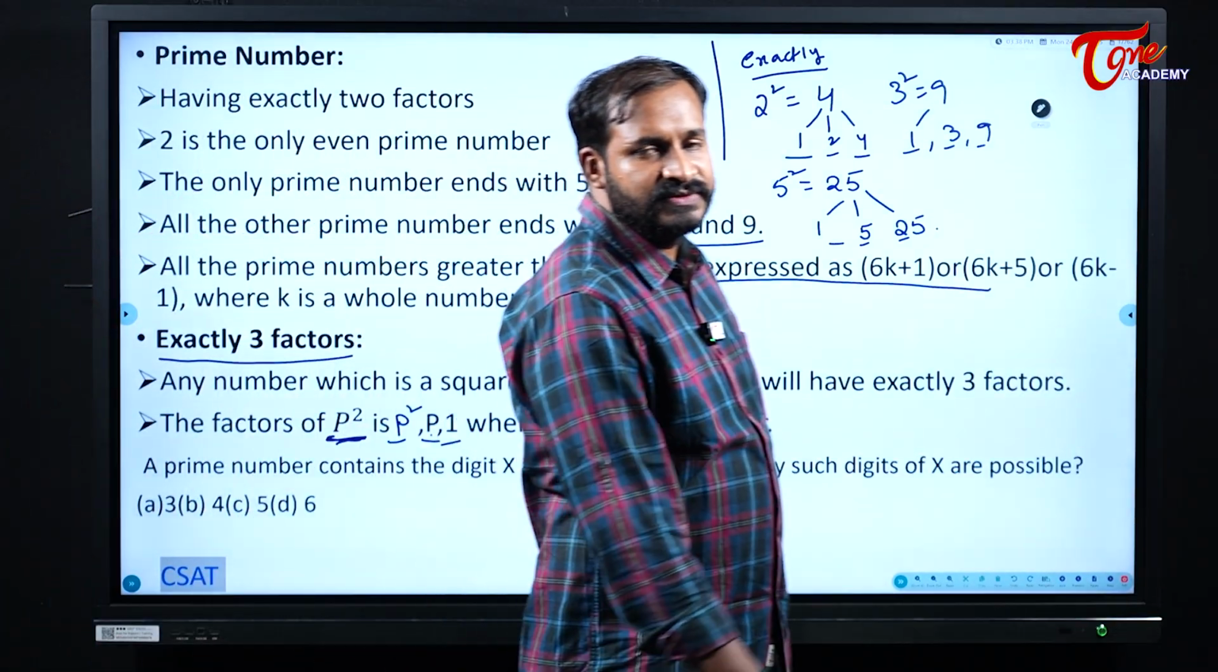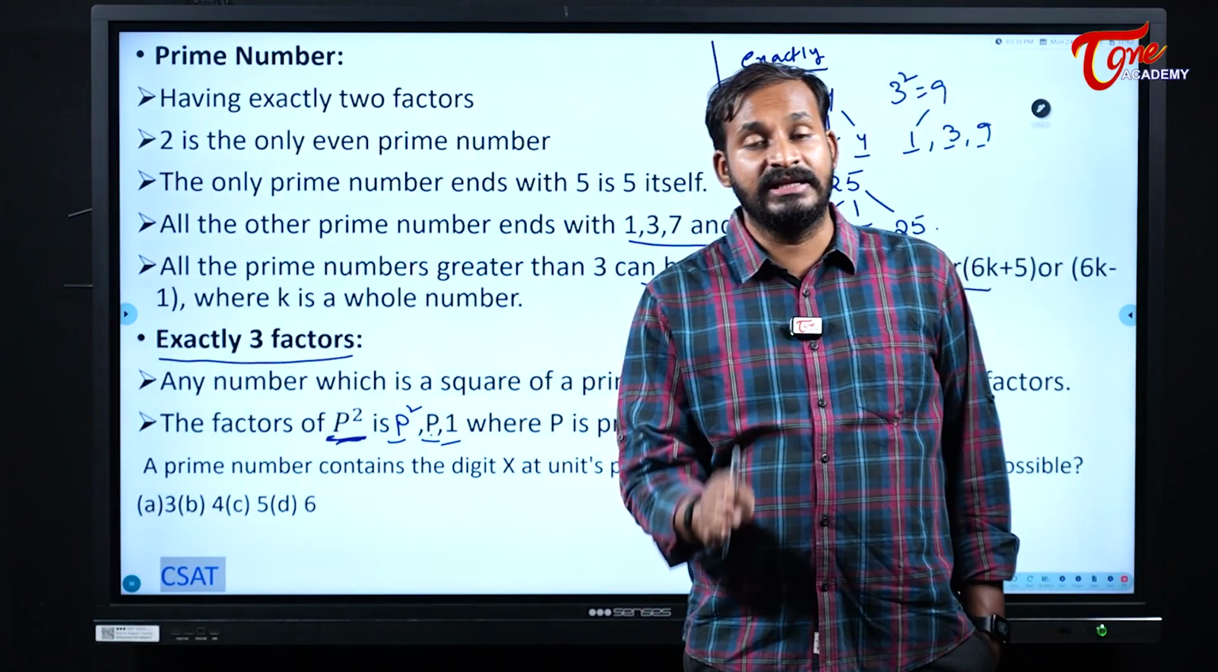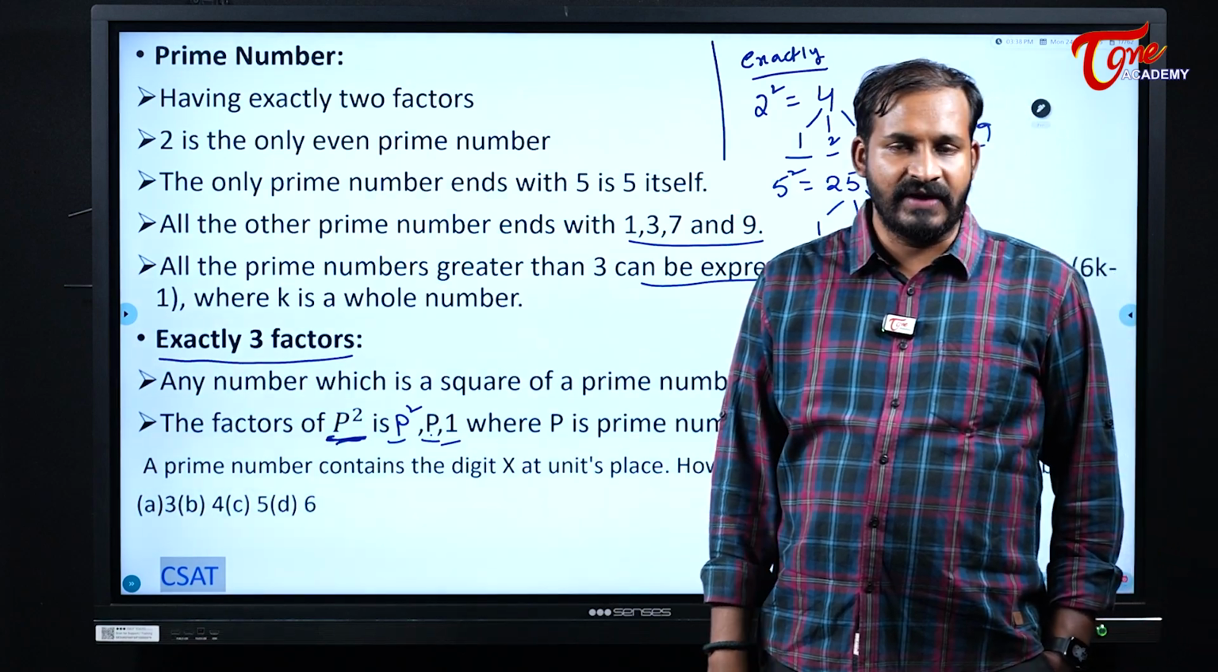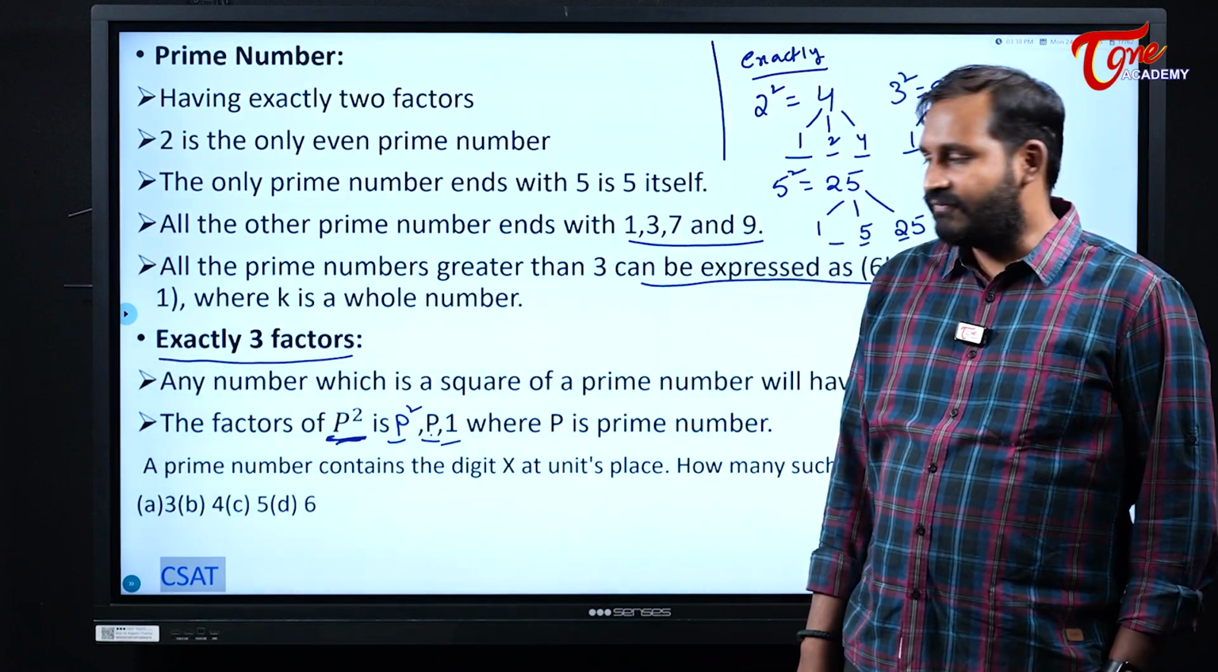So numbers which have exactly 3 factors means definitely that number will be a square of a prime number. Then only it will have 3 factors, else it will not have 3 factors.